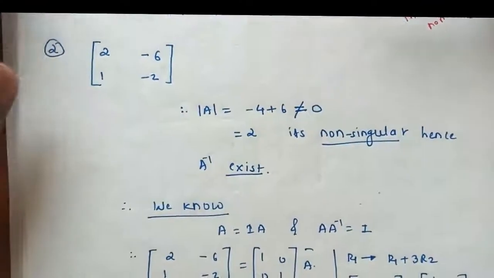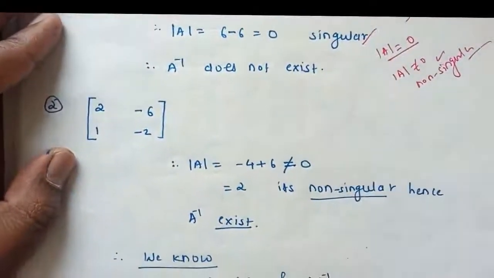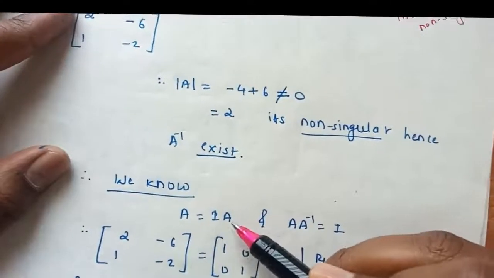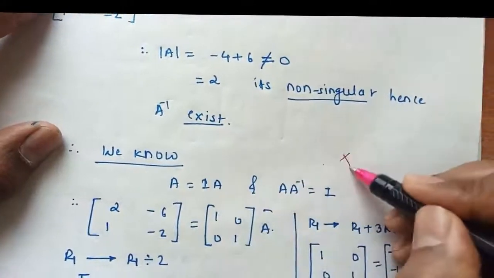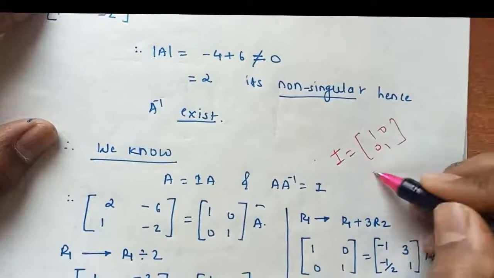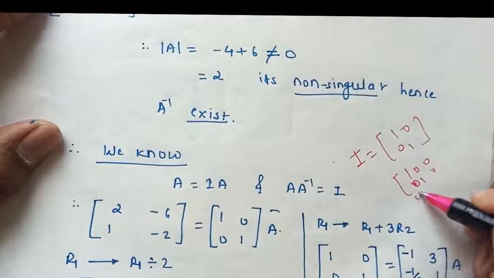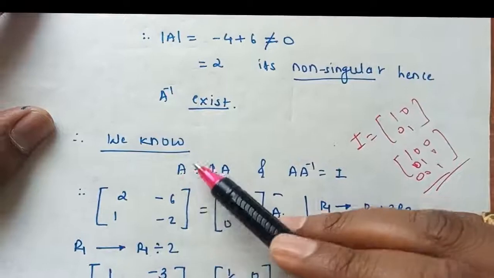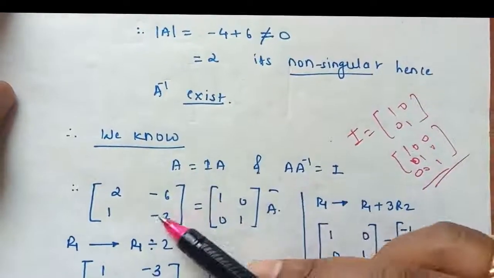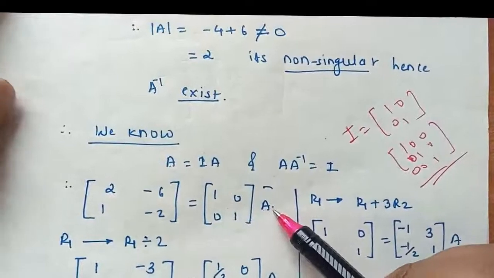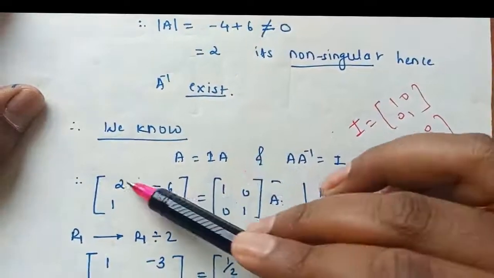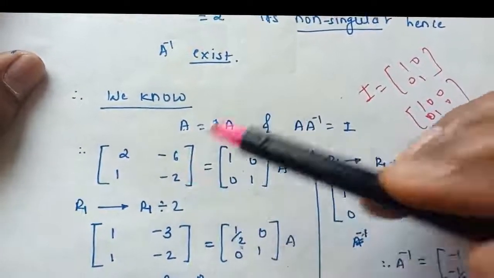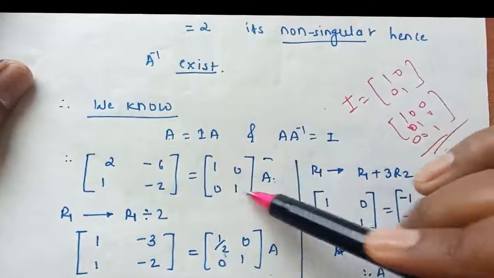Since they have said to find it by elementary transformation, we have to arrange it properly. If I multiply any matrix with the identity matrix, it is again the same; the identity is 1 0 0 1 as a 2 by 2 matrix, or 1 0 0, 0 1 0, 0 0 1 as a 3 by 3 matrix. Since it's 2 by 2, I will arrange it properly. A means the matrix they have given here. A is equal to identity matrix into A. Now we have to convert this side of the matrix into the identity matrix, that means 1 0 and 0 1. So here the identity matrix 1 0 0 1, and A.